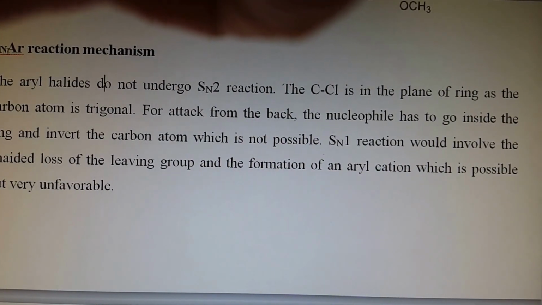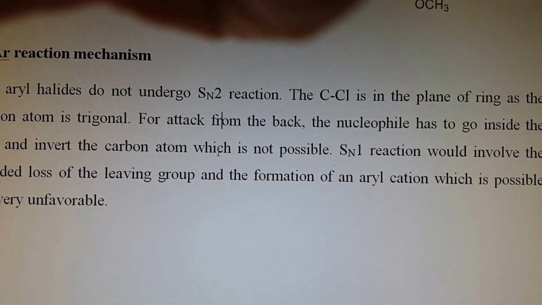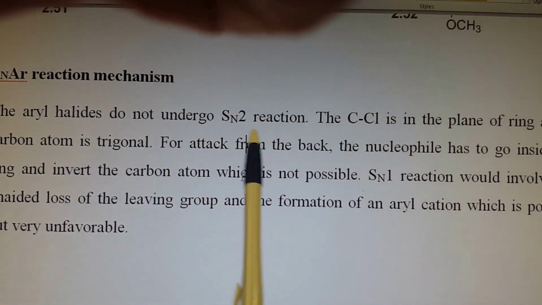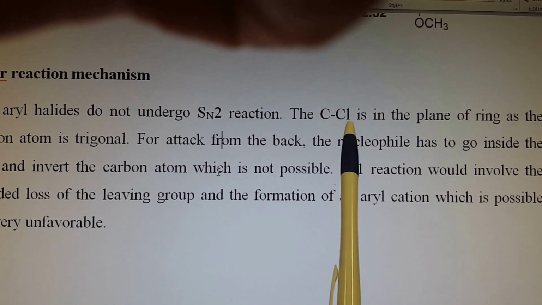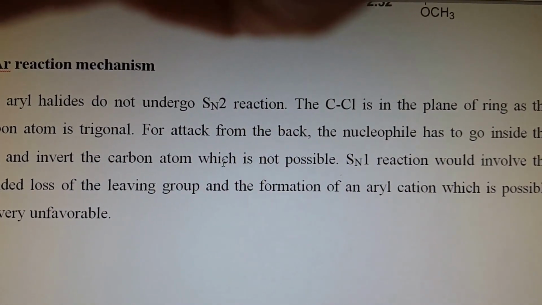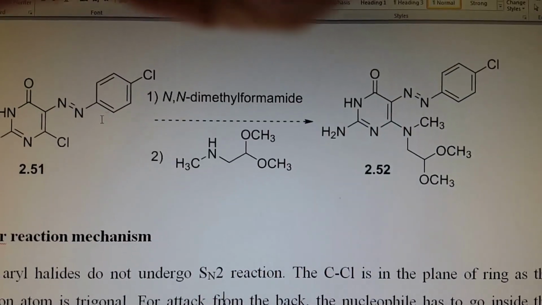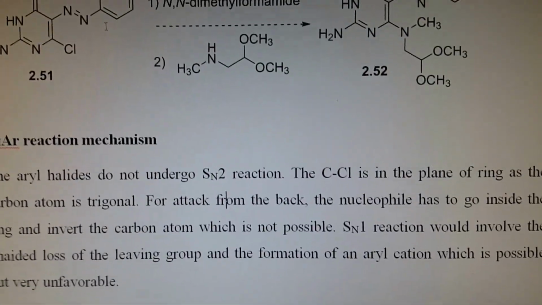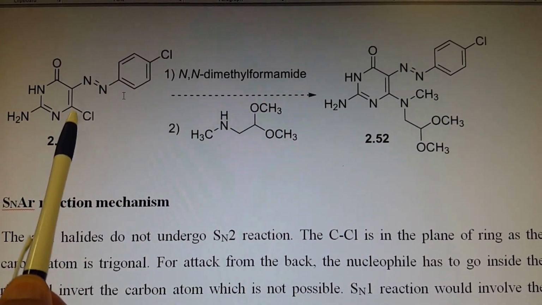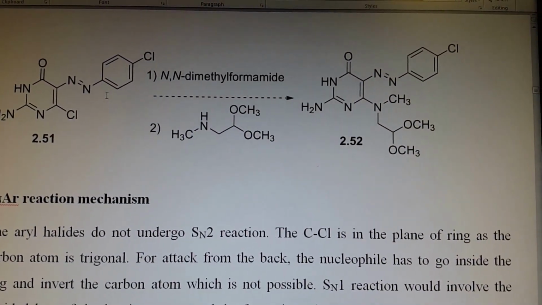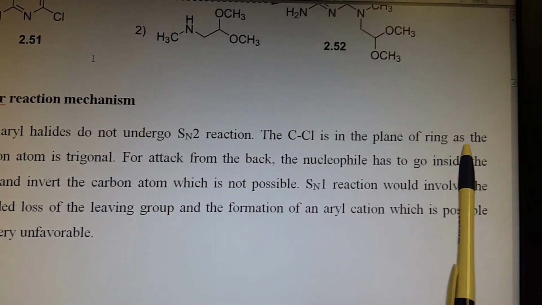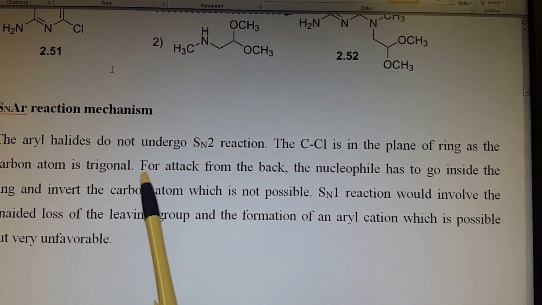An aromatic reaction. As an aromatic reaction, the aryl halide doesn't undergo SN2 reaction. The C-Cl bond is in the plane of the ring, as the carbon atom is trigonal. Now I'll show you how the carbon atom is trigonal. If you see this carbon atom, it is trigonal like that, with three corners. So the C-Cl bond is in the plane of the ring.